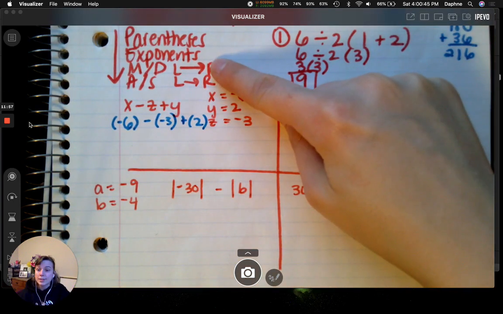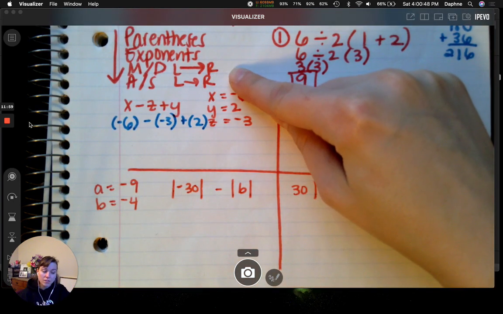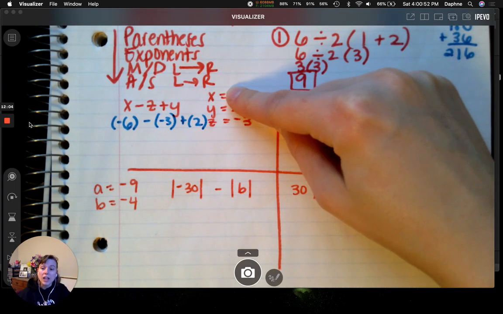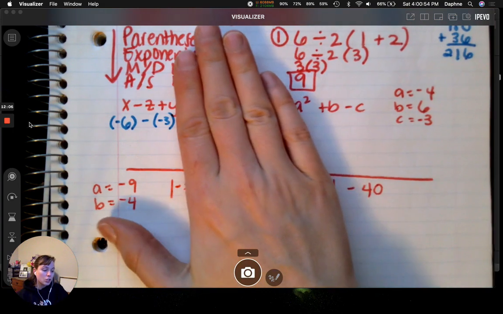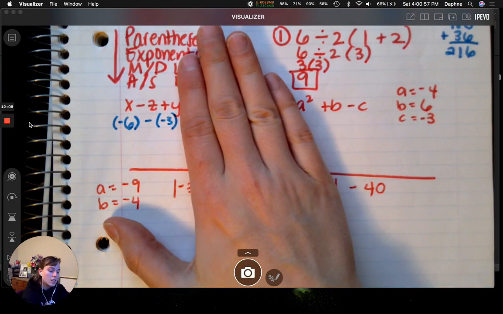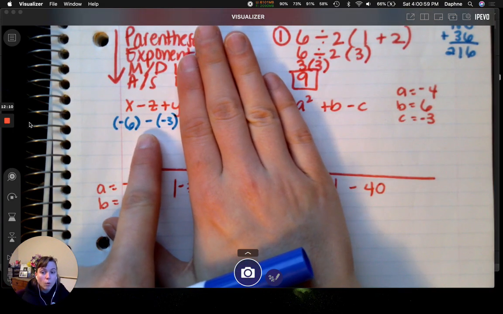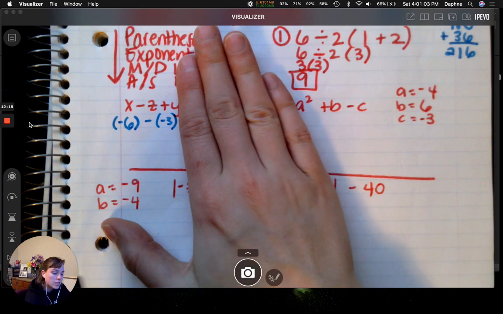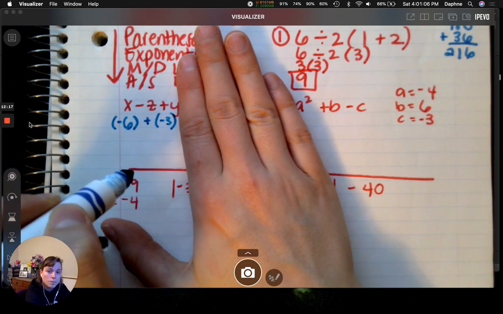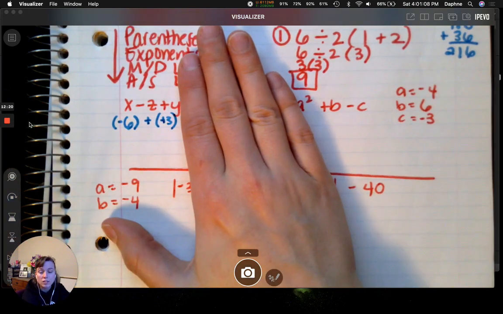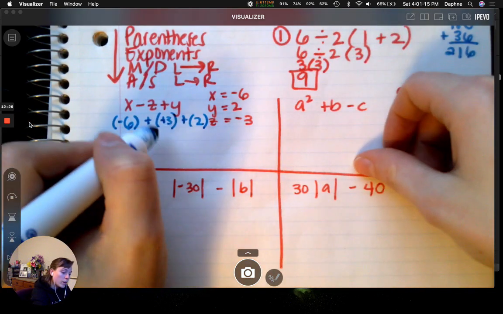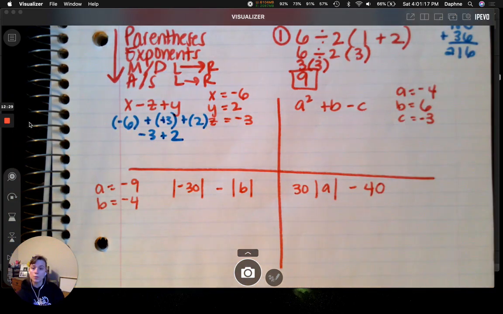Are there any exponents? No. Multiplication and division? No. Addition and subtraction? Yes. And we go from left to right. So starting with just these first 2, this is a subtraction problem. So I'm going to keep, change, opposite. I'm going to keep the -6, change this to addition, and the opposite of -3 is +3. What is -6 plus 3? -3. Then I bring down the +2.